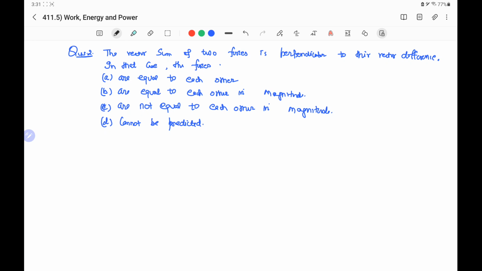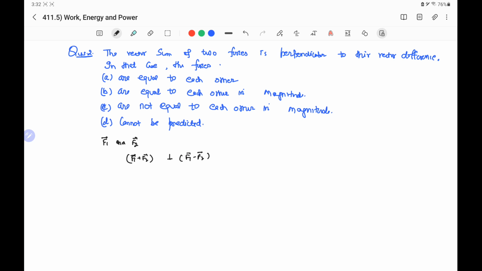Second question is, the vector sum of two forces is perpendicular to their vector difference. In this case, the forces are equal to each other in magnitude, are not equal to each other in magnitude, and cannot be predicted. Suppose the forces are F1 and F2, and we know that force is a vector quantity. It is given that vector sum, that is F1 plus F2, is perpendicular to their difference, and difference will be F1 minus F2.